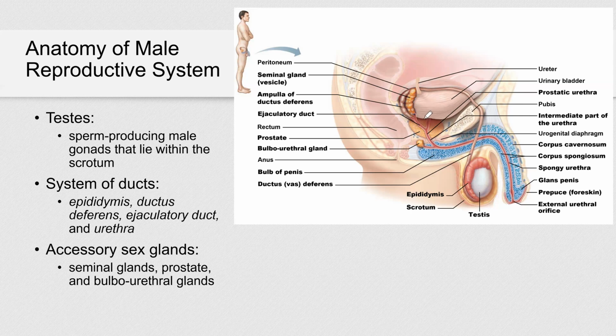Prostate gland. This gland is the prostate. It's inferior to the urinary bladder, and the bulbourethral glands are right here at the base of the penis. This is called the bulb of the penis. So those are the bulbourethral glands.